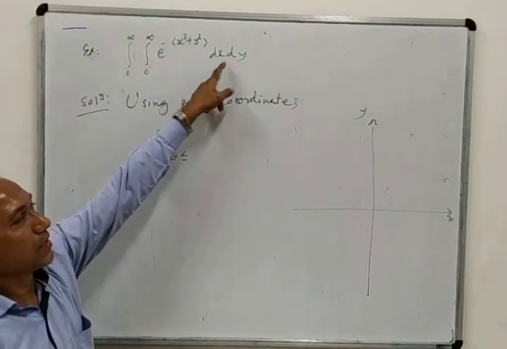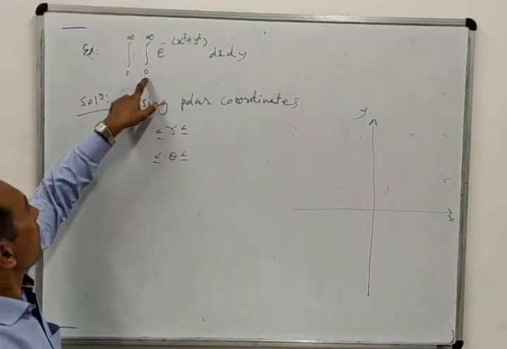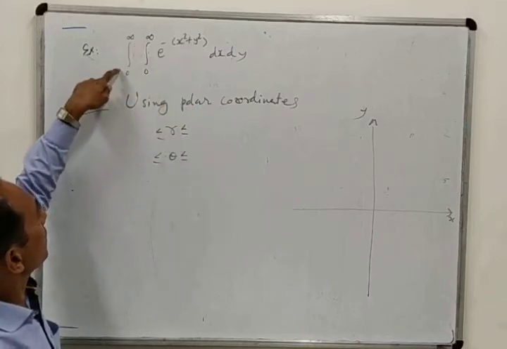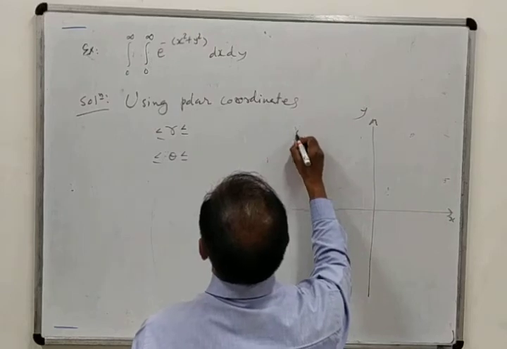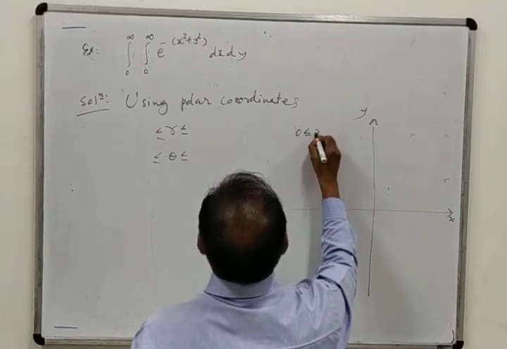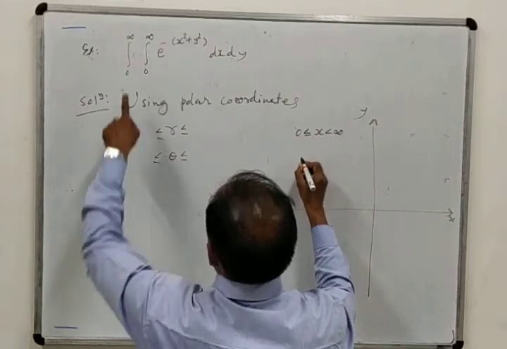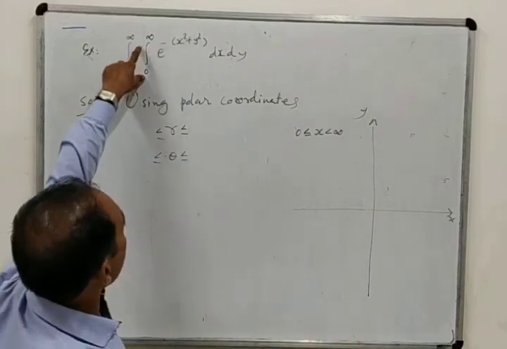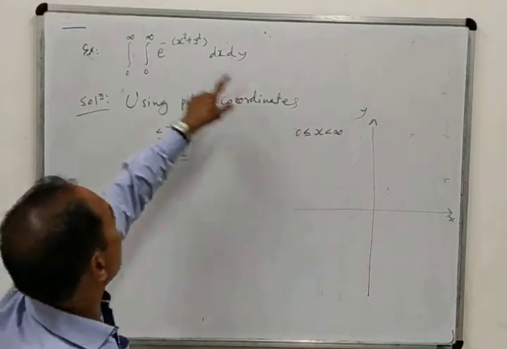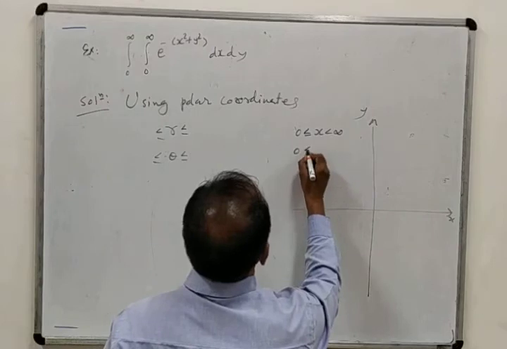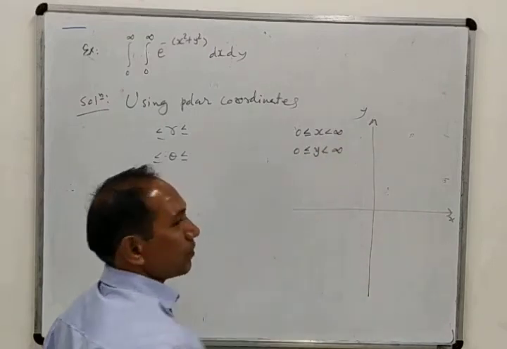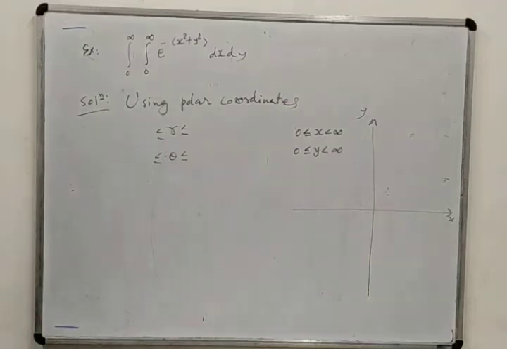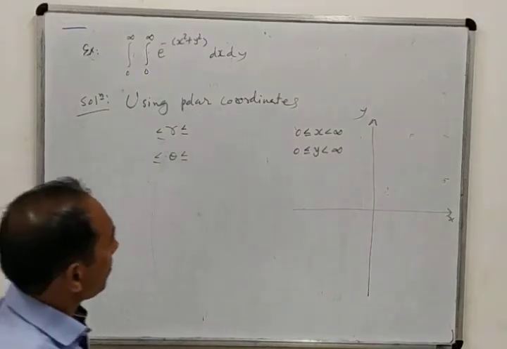Here dx dy is the limit. So we will assume that these are the limits of x and these are the limits of y. What are we given? We are given 0 less than or equal to x less than infinity, because these are the limits of x, and we always write the limits in this form. The second limits are also 0 less than or equal to y less than infinity. Here we cannot write less than or equal to, because infinity never equals any number.